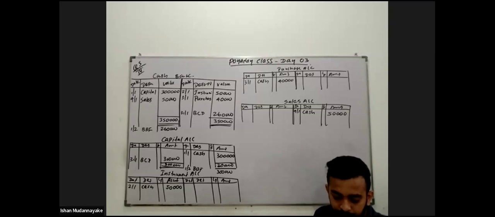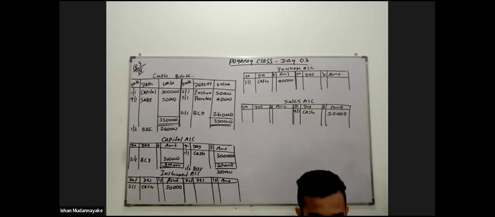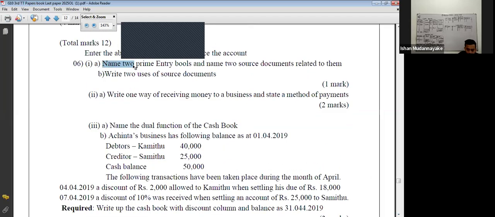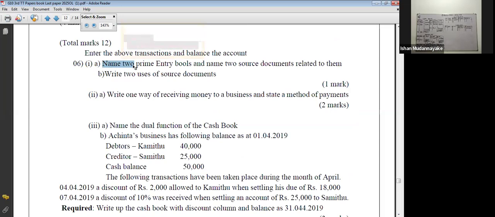Right. Next question. Look at question number 6. Name 2 primary books and name 2 source documents related to them. Easy question. 2 primary books and 2 source documents.